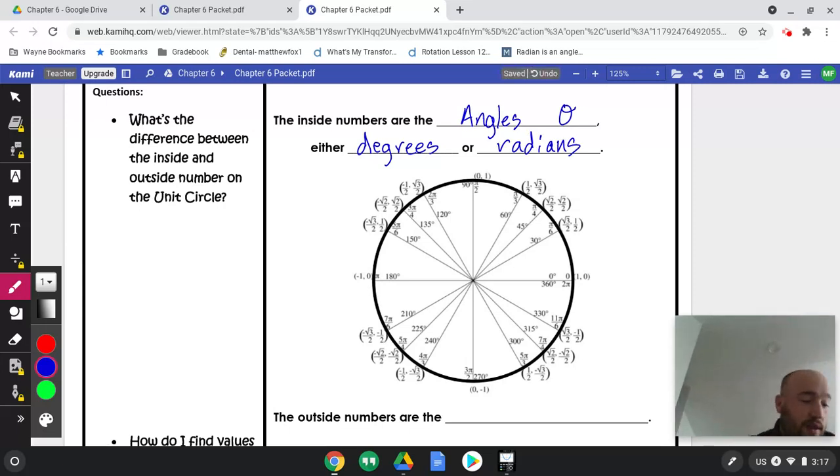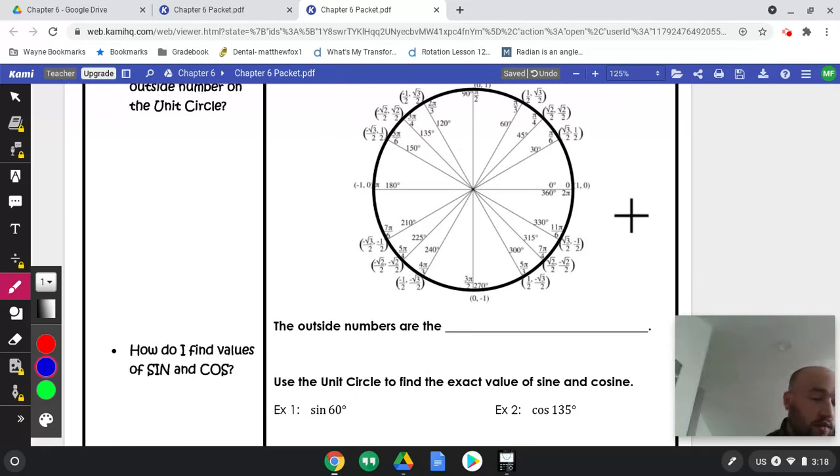Now, meanwhile, the outside numbers refer more to a coordinate plane, and those are the values of both our x and our y. So square root of 3 over 2 is how far to the right it is, half is how far up it is, and these are going to be our x, y values.